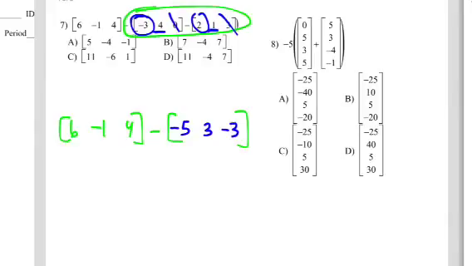So 6 minus negative 5 is a positive 11. So I know it's not A, no it's not B. Negative 1 minus 3. Negative 1 take away 3 is negative 4. So I don't even have to do the last one. I know the answer is D.